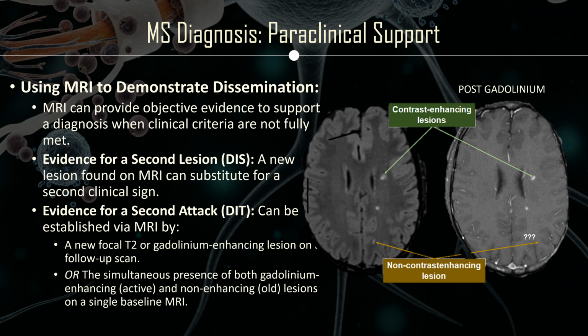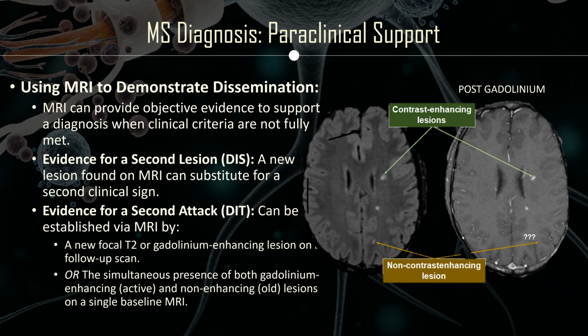This can be achieved in two ways, either by identifying a new focal T2 or gadolinium-enhancing lesion on a follow-up scan, or, more conveniently, by the simultaneous presence of both gadolinium-enhancing, that is, active, acute lesions, and non-enhancing, which are older, chronic lesions, on a single baseline MRI. This latter finding is a powerful shortcut to demonstrating DIT without waiting for a follow-up scan or another clinical attack.